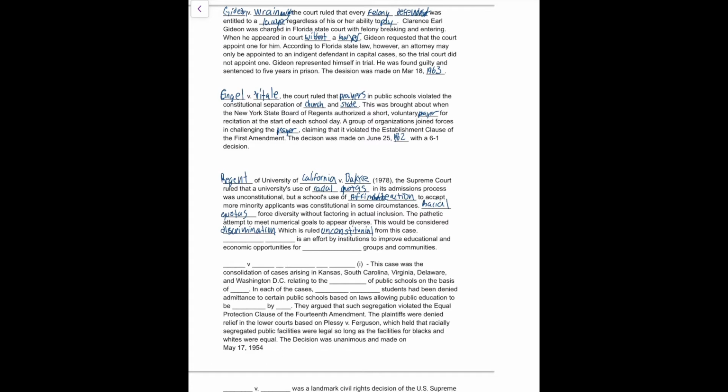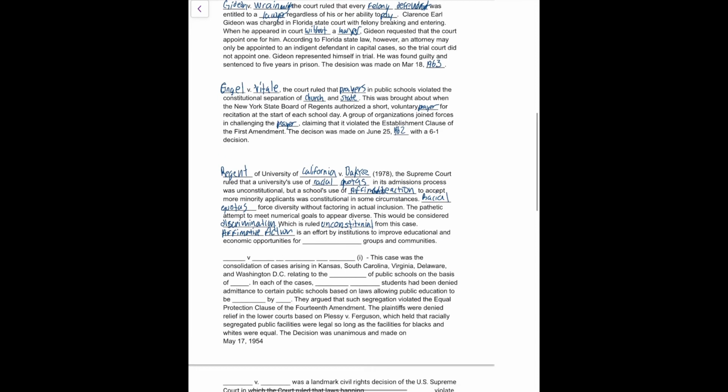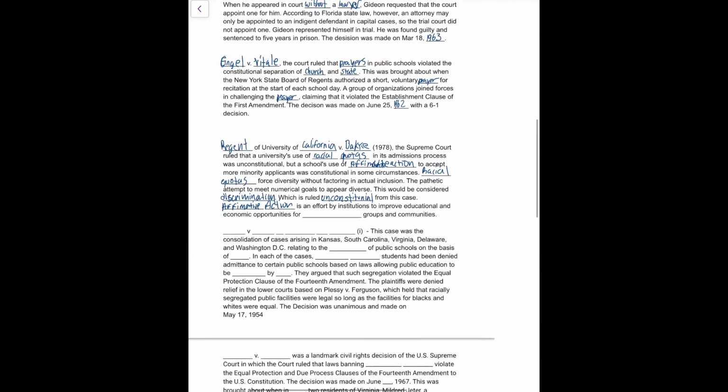You get the point. Affirmative action is an effort by institutions to improve educational and economic opportunities for unrepresented groups and communities. This next court case is Brown versus the Board of Education of Topeka. And I feel like this one is more heard of.